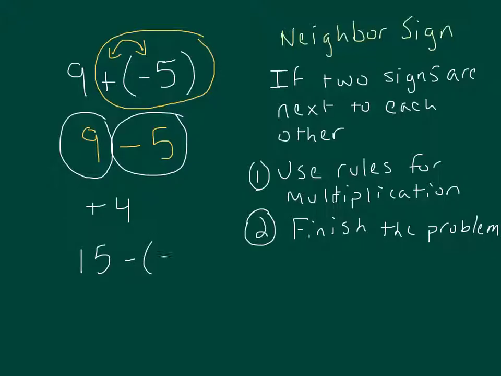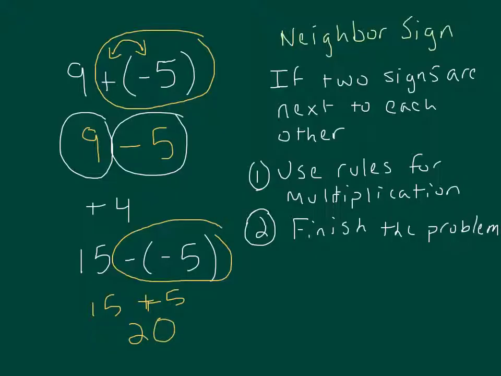15 minus negative 5. Okay, and let's take a look at the neighbors. So we have 2 signs right next to each other, so those are neighbors. So a negative and a negative, the signs match, that makes a positive 5. So now we have 15 plus 5, and don't make things difficult on yourself. If you have simple problems, 15 plus 5, you don't have to go through and circle and everything. Just find yourself an answer. 15 and 5 is 20.